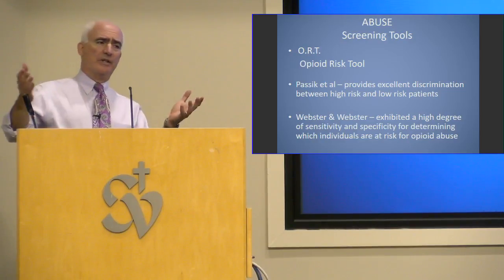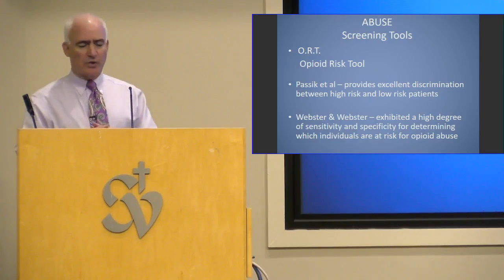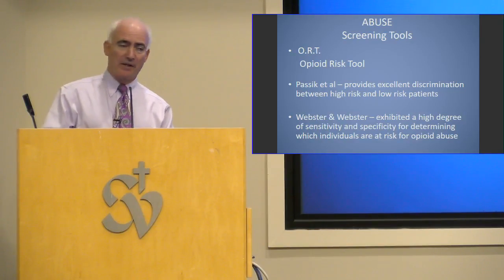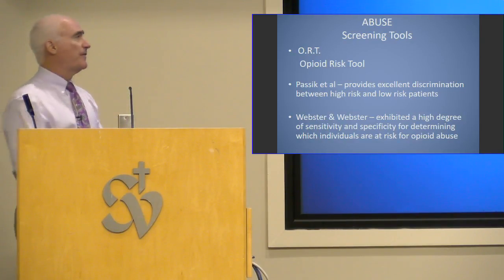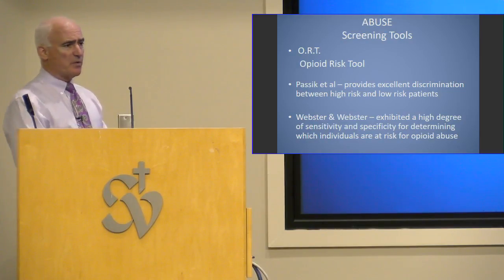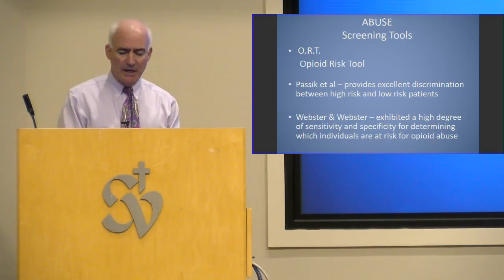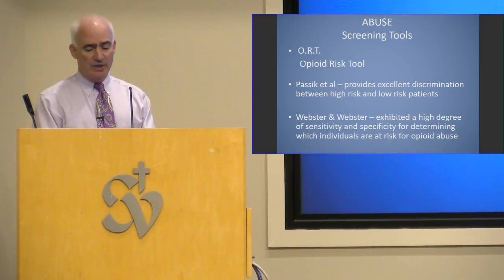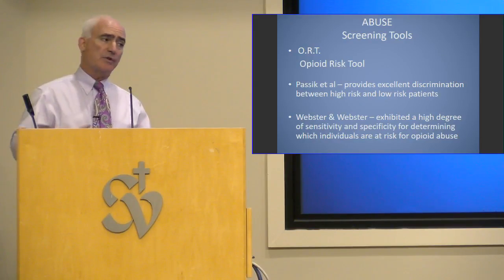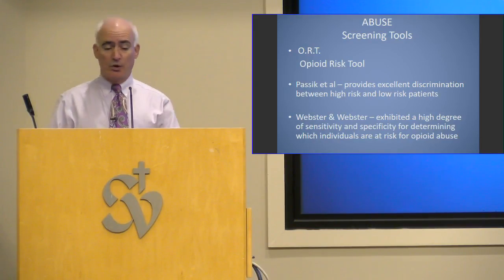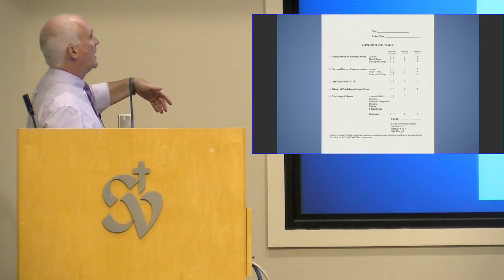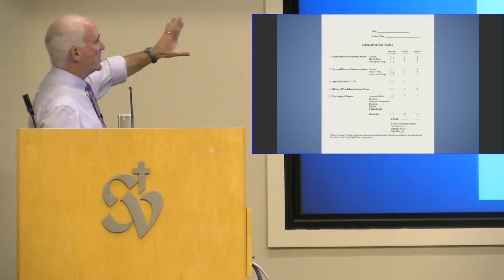Let's look at ORT, which stands for Opioid Risk Tool. Again, Pasek, he's made his career out of this, so you're going to see his name pop up a lot in pain work. He felt that this provides excellent discrimination, again, between high and low risk patients. And Webster, a father-daughter team, also found that it exhibits a high degree of sensitivity and specificity for determining which individuals are at risk for opioid abuse. So again, it's a good tool. So what's the ORT? It's a lot shorter, okay? And it's a 5-question patient questionnaire, as you can see.